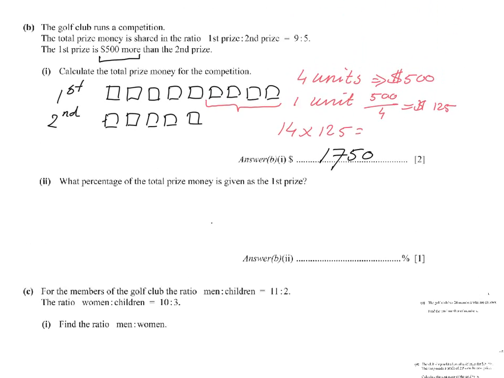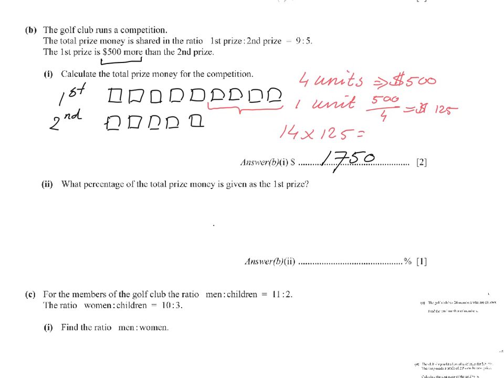What percentage, I'll just keep that there a little bit. Question II for 1 point. What percentage of the total prize money is given as the first prize? Okay. Again, several ways to solve it. What do I do? For the first prize, you get 9 of those blocks out of the total 14. And to give that fraction as a percentage, I multiply that by 100%.